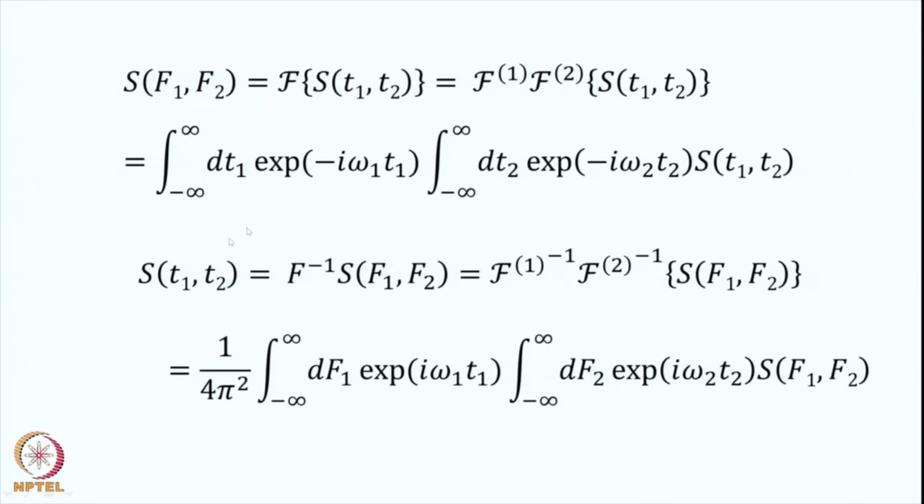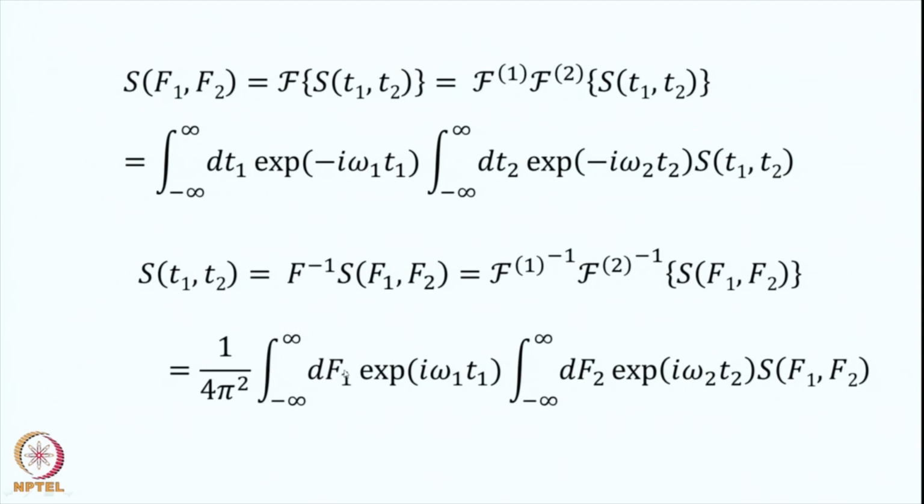Conversely, if you want to get the time domain data, it is an inverse Fourier transform of the frequency domain spectrum S(f1, f2). This is the inverse Fourier transform F inverse, and this again can be split into the two individual inverse Fourier transforms F1 inverse and F2 inverse of S(f1, f2). So to put it in more explicit terms, this is explicitly given as 1 by 4 pi square integral from minus infinity to infinity df1.